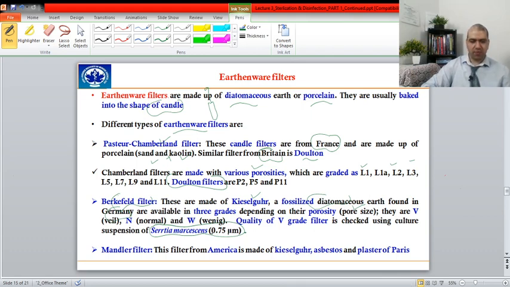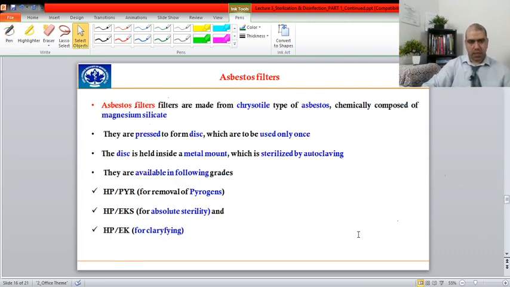Another kind of earthenware filter is the Mandler filter. This filter, produced in America, is also made up of kieselguhr and asbestos, and mixed with it is plaster of Paris. Now moving to the asbestos filters. Asbestos filters are made from chrysotile type asbestos. Chemically, that's composed of magnesium silicate.